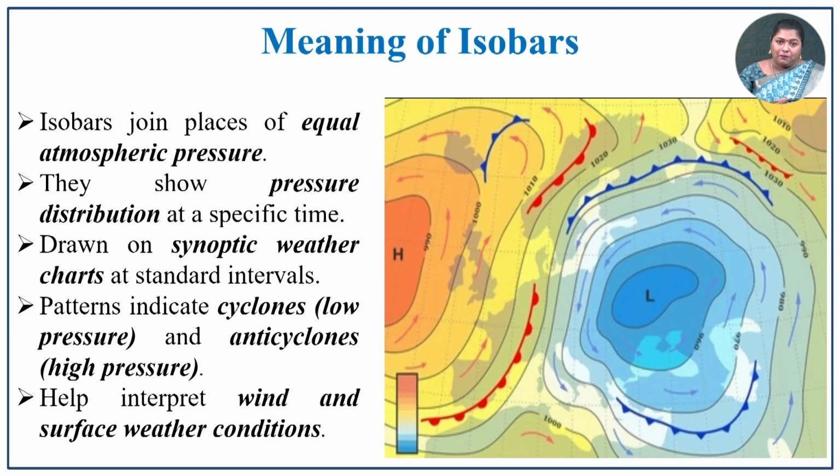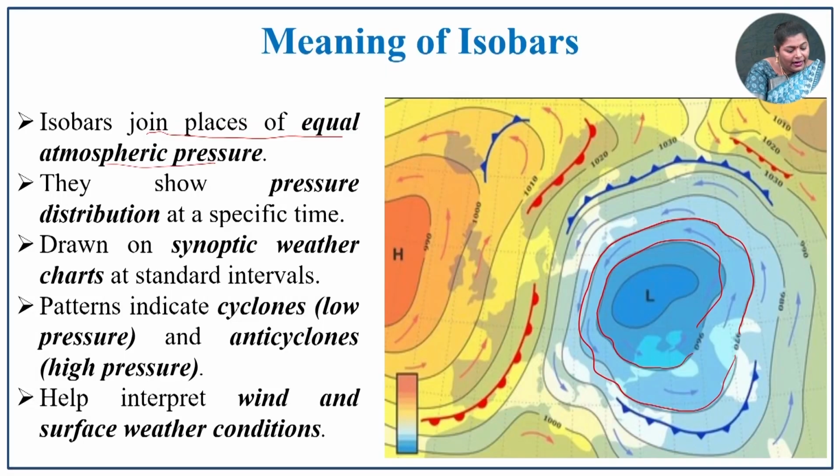Meaning of isobar: an isobar is a line joining points of equal atmospheric pressure. See here, the 960 isobar lines are connected here and the 970 isobar lines are connected here. In such a way, the line which connects areas of equal air pressure is known as an isobar. It is drawn on a synoptic weather chart.